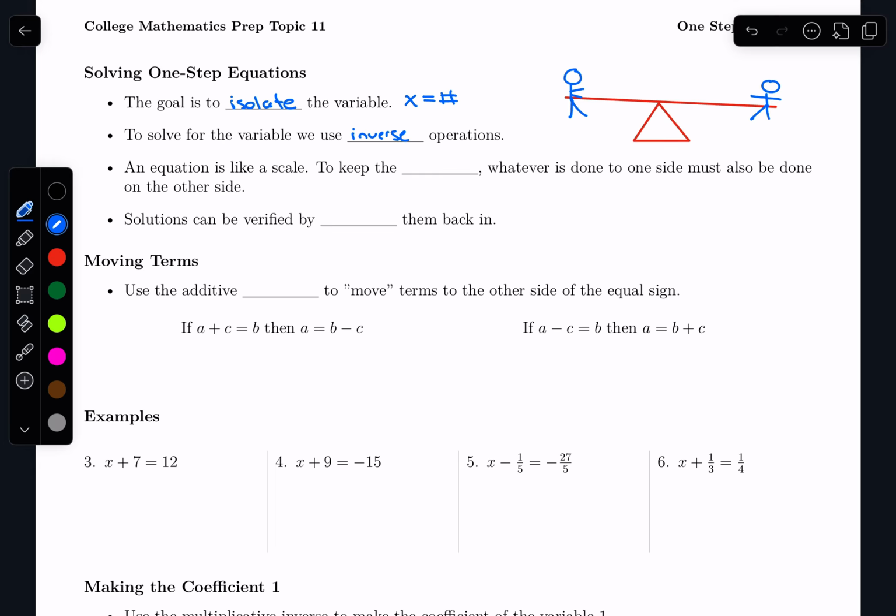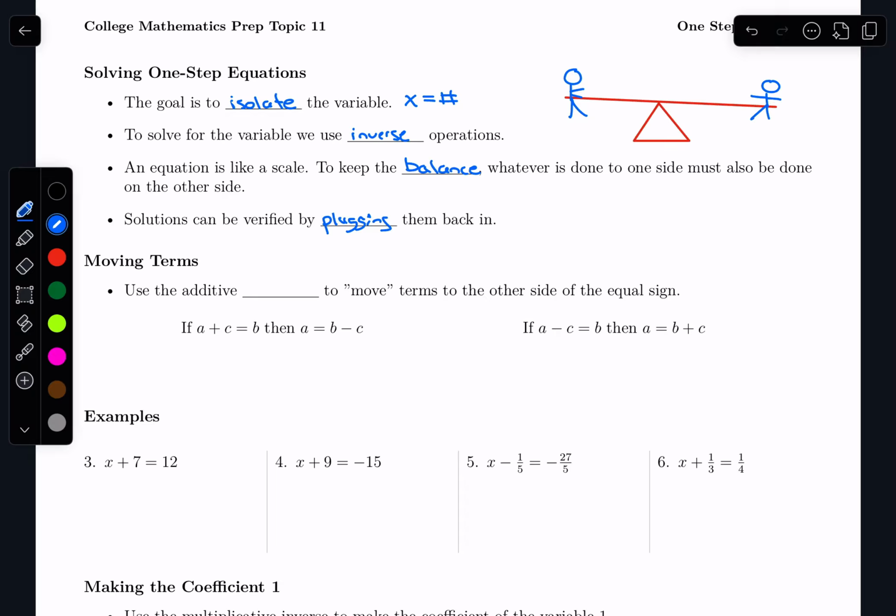An equation is a lot like this, where in order to keep the balance, we have to have the same thing on both sides. And so that's all we're going to be trying to do, is keep the balance as we go through each of these inverse operations. So whatever we do to one side, we will also be doing to the other side. And I'm going to show you guys how to draw a line to make sure you stay organized. And last thing is just that solutions can be verified by plugging them back in or substituting them into the equation. All right, we're going to learn how to do two things right now.